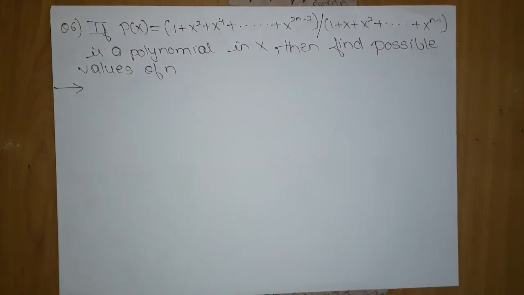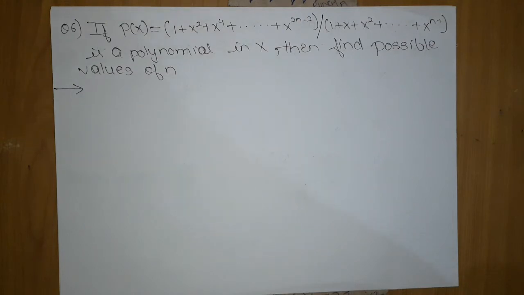Now if it is a polynomial and it is divided by this expression, it will have some root, and they are telling us we want to find the value of n for which this divisibility is possible. This divisibility is possible if p of x has some root. That is the main motto.